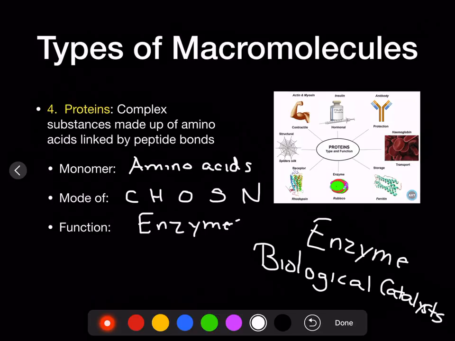But proteins also have a lot of other different functions. They also provide support. They're a type of hormone. They're used in our blood to transport things. So proteins, mostly enzymes, but they do a lot of other things as well. So hopefully this video helps you out. Again, this is a review of macromolecules, more focusing on carbohydrates, lipids, nucleic acids, and proteins.